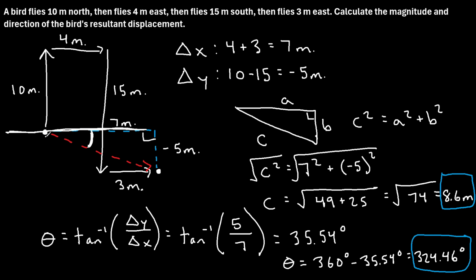So once again, we had this bird that went on this long journey, but ultimately the final displacement had a magnitude, or in other words, a length of 8.6 meters, and the direction counterclockwise to the positive x-axis, this angle was 324.46 degrees.